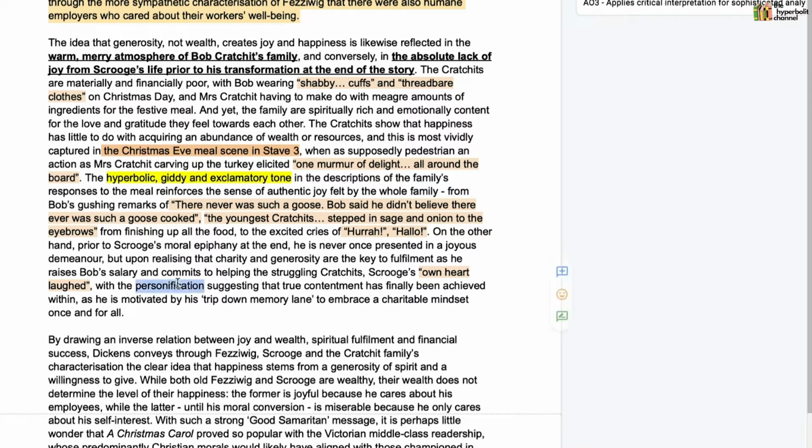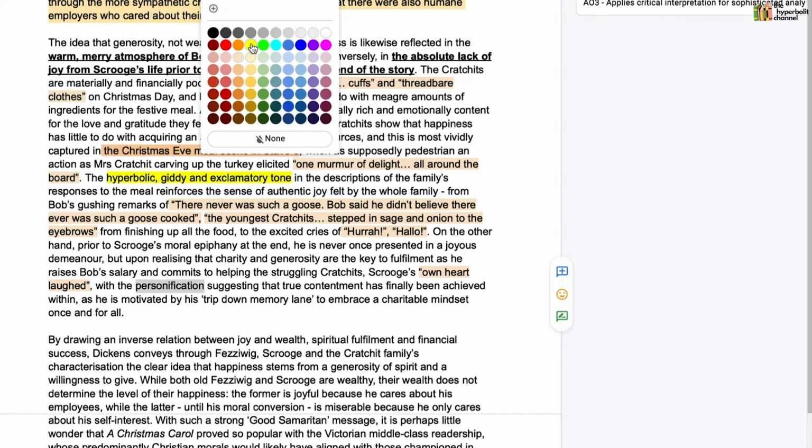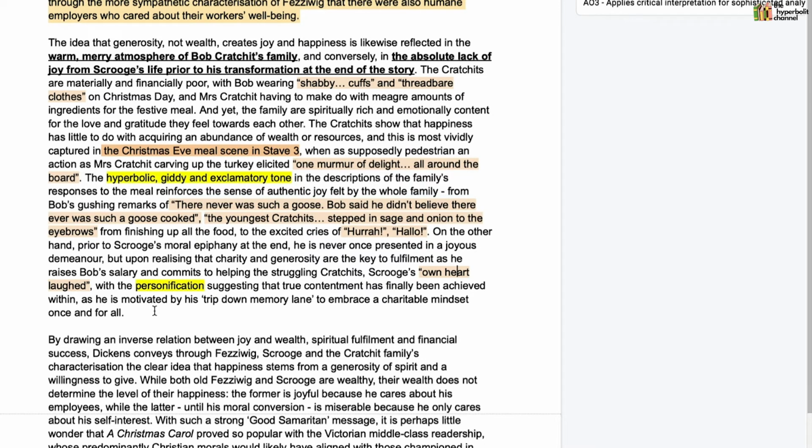with a personification, of course, of the heart, right? The heart laughing, with the personification suggesting that true contentment has finally been achieved within, as he is motivated by his trip down memory lane to embrace a charitable mindset once and for all.